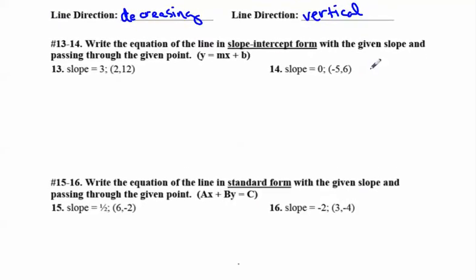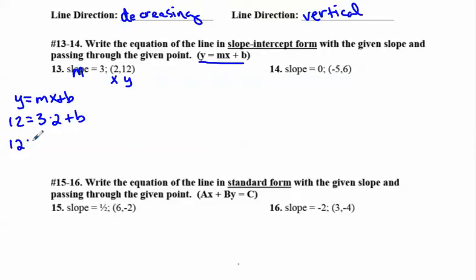Okay, in 13 to 14, we're going to write the equation in slope-intercept form, which is y equals mx plus b. In 13, we know the slope, so we know the m. But we need to find the b. So to find the b, you're going to use these values for x and for y. So I like to start by writing y equals mx plus b. And then I'll substitute 12 for the y, 3 for the m, and substitute 2 for the x. And I don't know b, so that stays b.